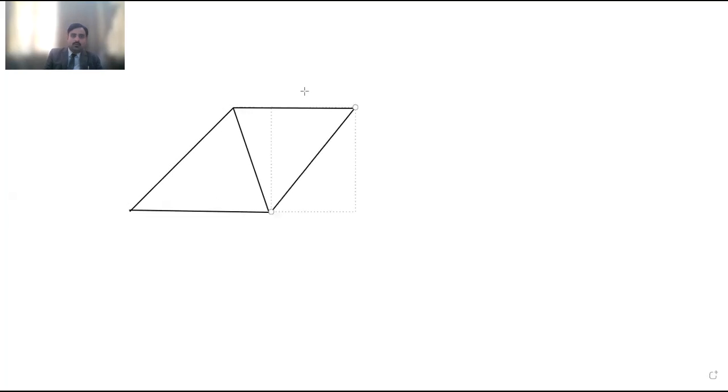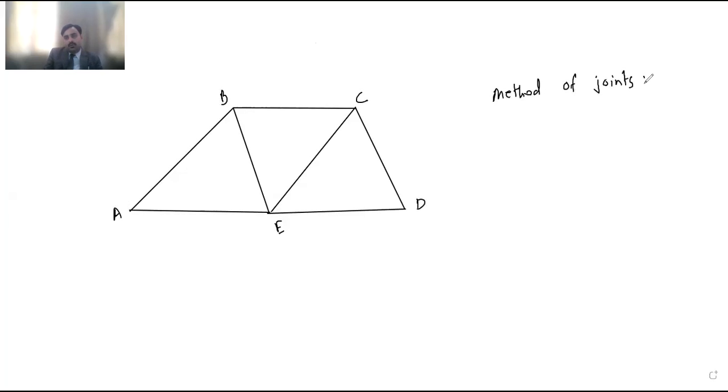Like the problem which we solved yesterday, like this one, suppose the truss is there. Now if I name the truss A, B, C, D, E, there are two methods to solve this. First is the method of joints, and second is the method of section. Now suppose I want to find the forces in members, but I don't require the forces in all the members.